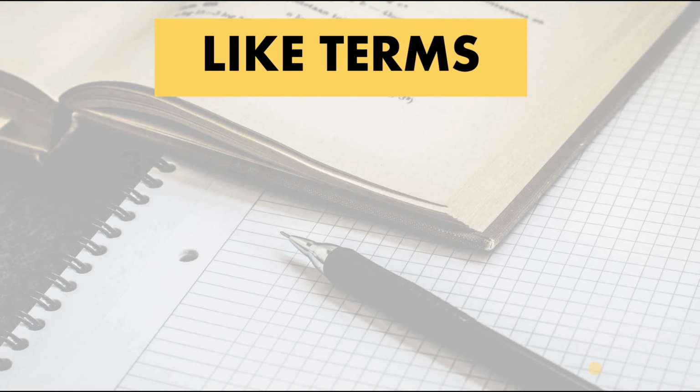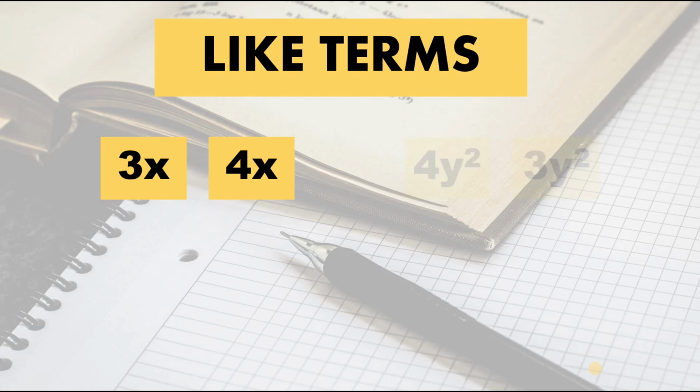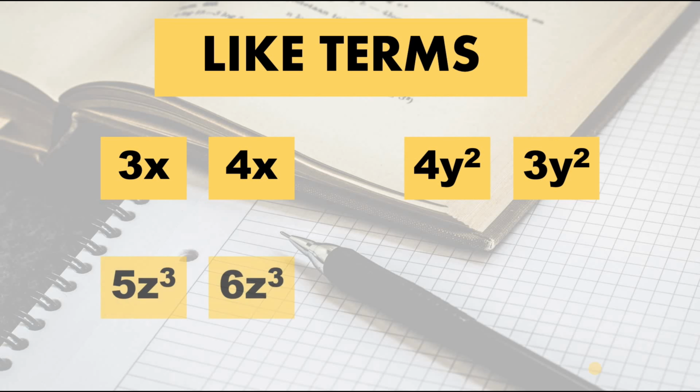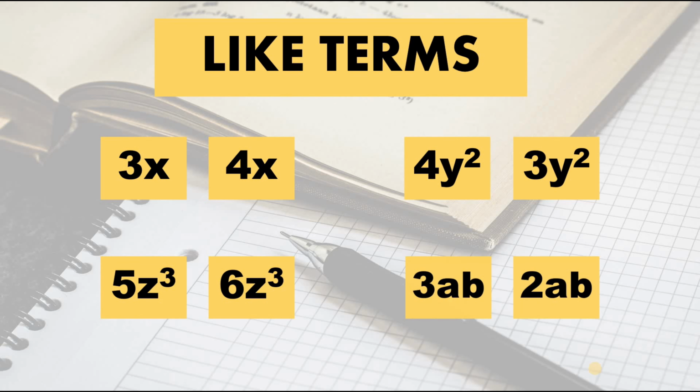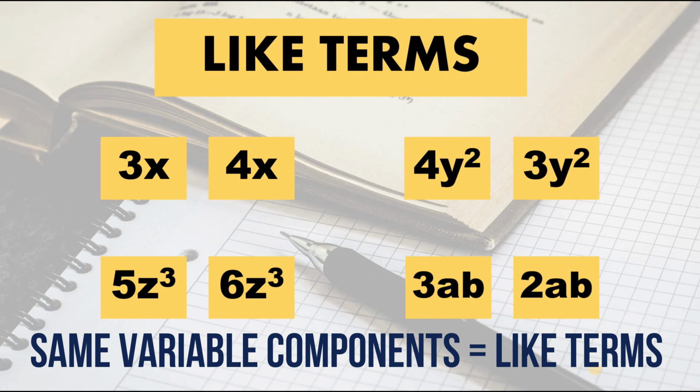For example, we have 3x and 4x because they have the same variable, which is x. And then 4y squared and 3y squared because their variable terms are both y squared. And then 5z cubed and 6z cubed because the variable parts are both z cubed. And then lastly, we have 3ab and 2ab because the variable parts are both ab. Remember, same variable parts, that makes these four examples like terms.